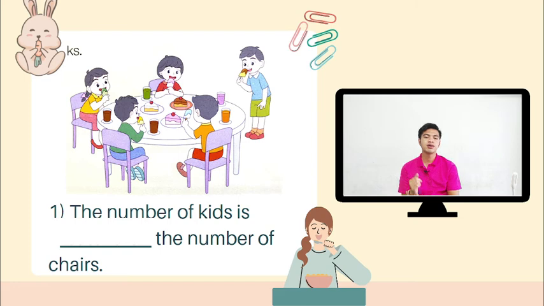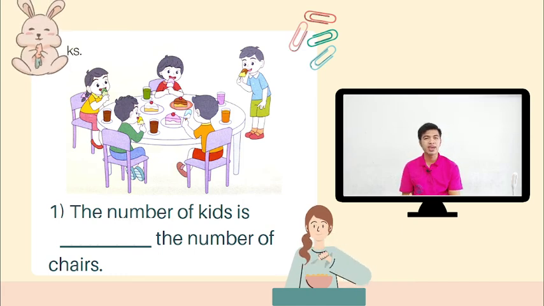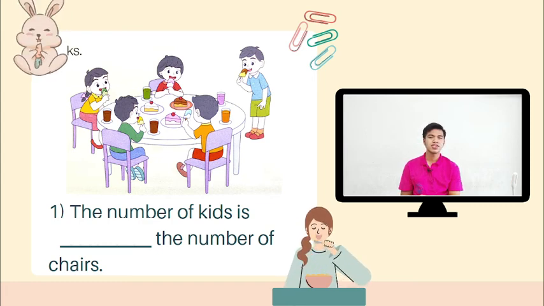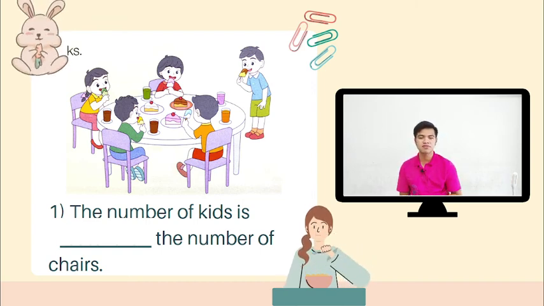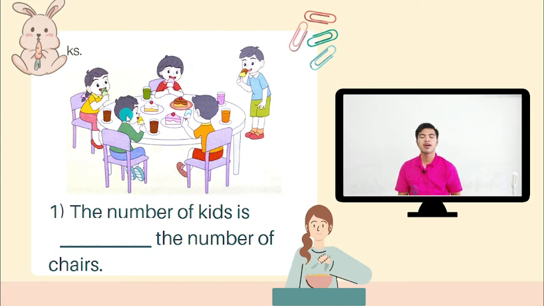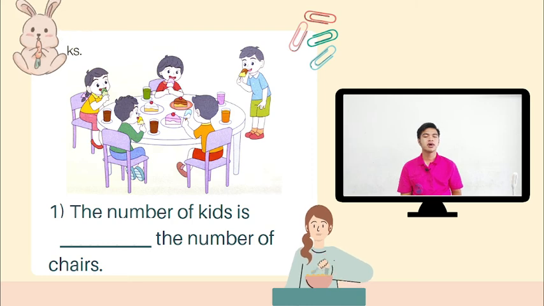Number 1. The number of kids is blank the number of chairs. So here we will decide whether we're going to put greater than, smaller than, or equal to. What do you think is the correct answer? Let's count the number of kids first. 1, 2, 3, 4, and 5. There are 5 kids. And now we're going to count the number of chairs.